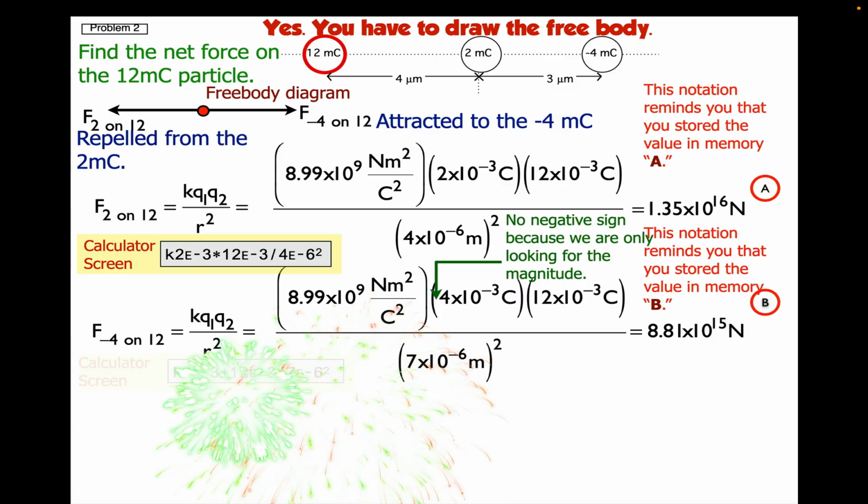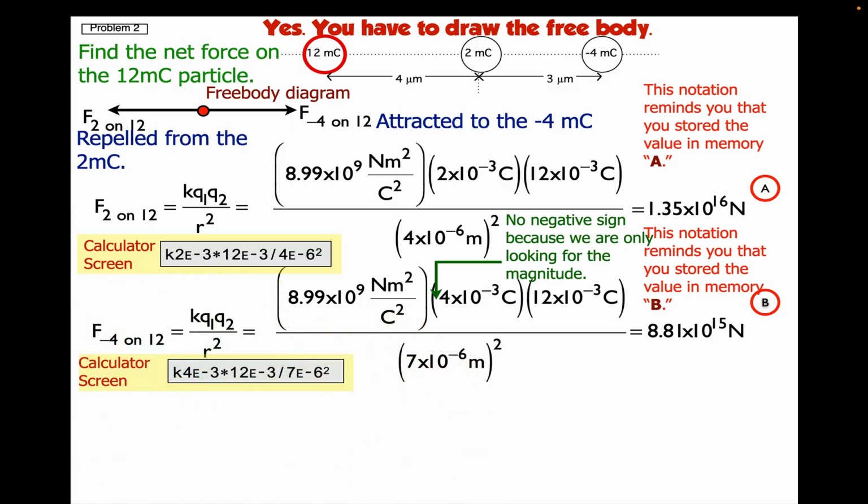My calculator screen is going to look something like this: k, 4 e to the -3 times 12 e to the -3 divided by 7 e to the -6 squared. A cool little trick with the calculator, especially a graphing calculator, is you can press second and enter and it'll retype the previous calculation, and then you can use the arrow keys to move around and change numbers to match the new problem. All right, let's keep solving this.